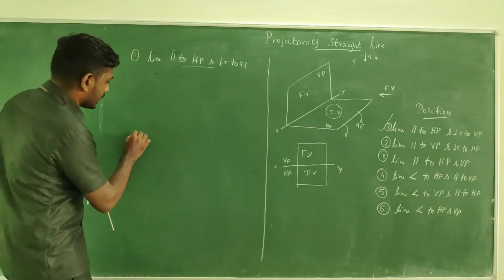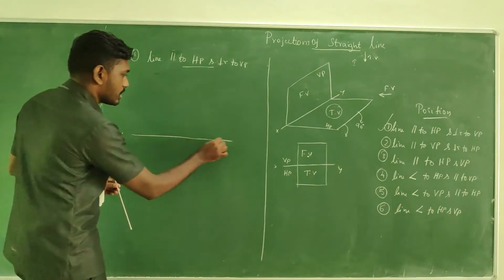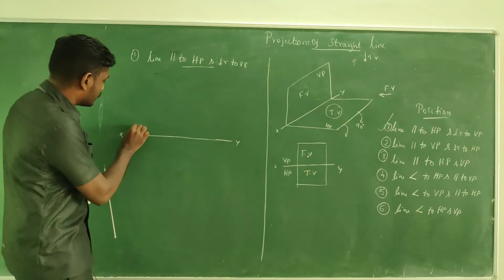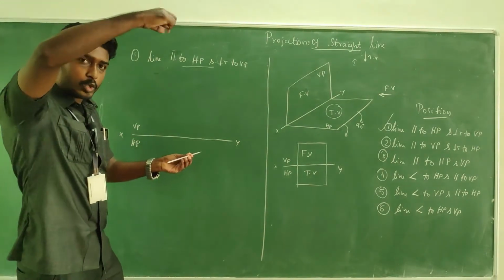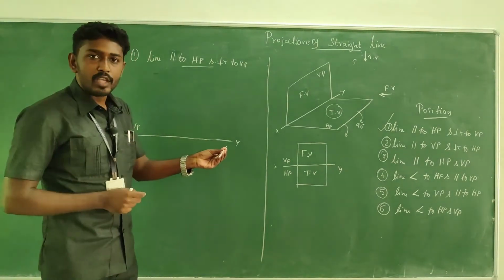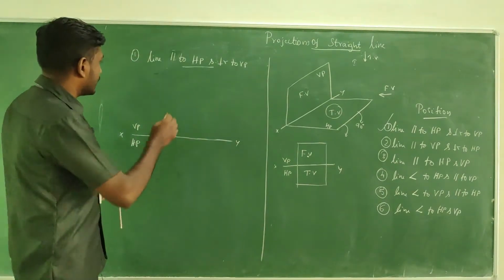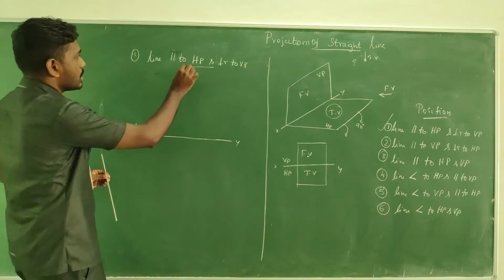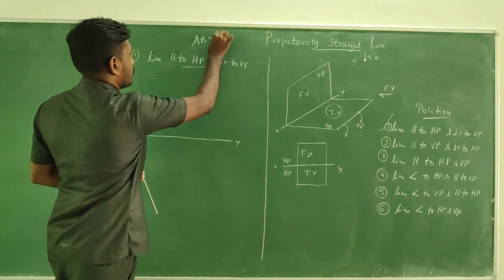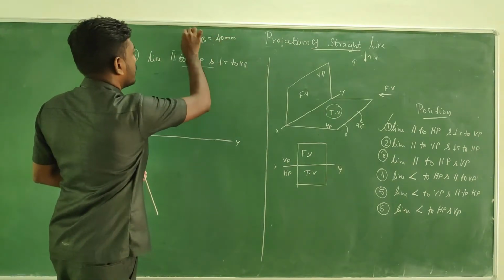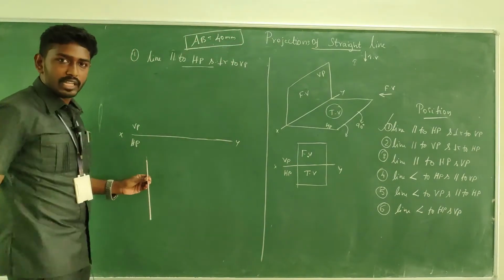So as far as the position is concerned, I can take this as reference line XY, and this is VP, and this is HP, right? So in the top view, we are able to see the true length of the object. Okay, in the top view, we can see the true length. So I'm going to take the line AB as a measurement 40 mm. Okay, I'm going to take the length measure as 40 mm.